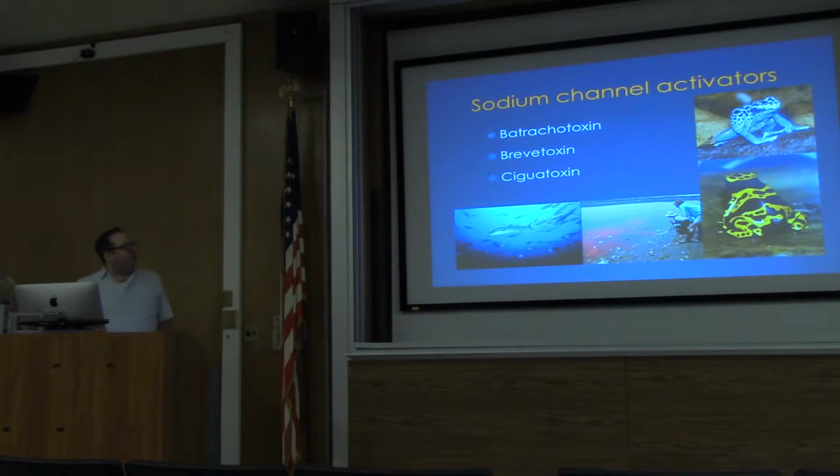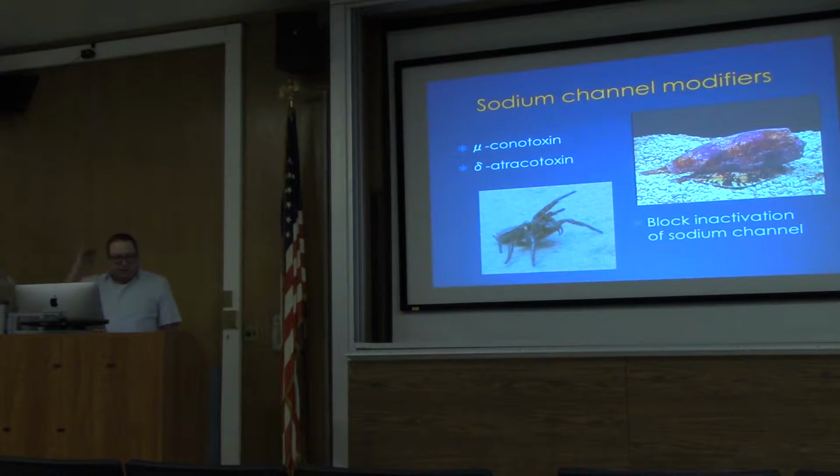Here are some other sodium channel activators that tend to have more effects on the neuronal sodium channels: the poison dart frogs, paralytic shellfish poisoning, and ciguatera. And then these are some sodium channel modifiers. The cone snails and the funnel web spider block inactivation of the sodium channel.